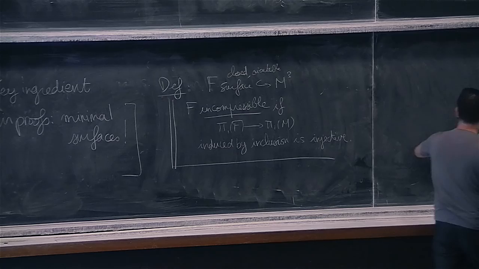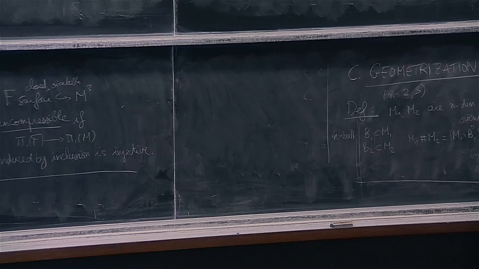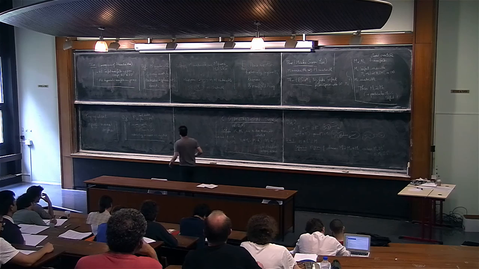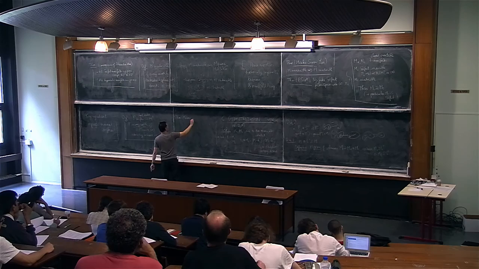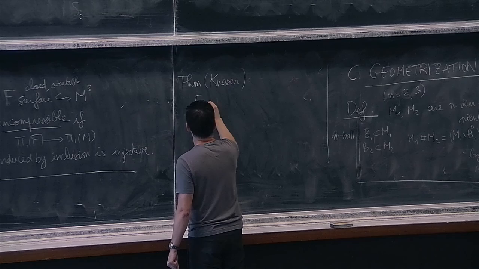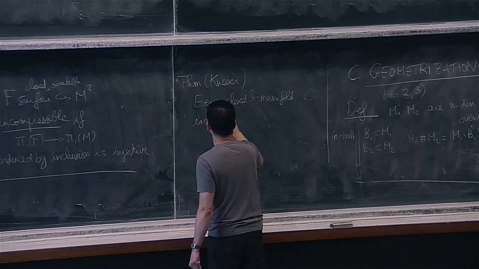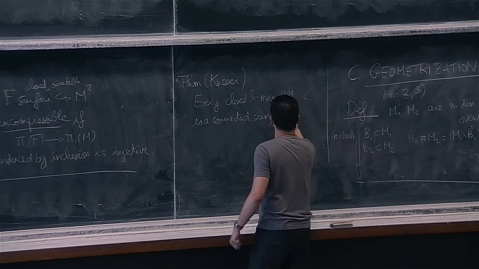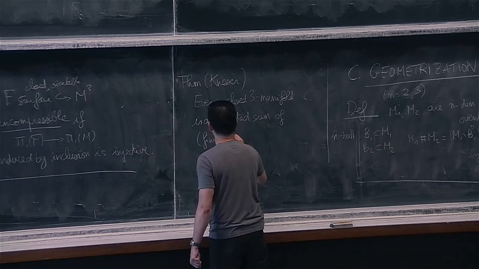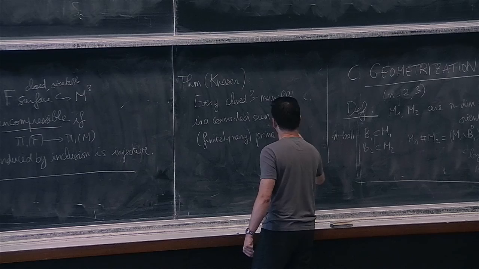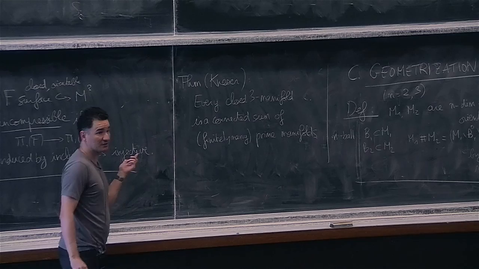And so now I'm going to state the theorem which gives a geometric decomposition. I'm going to do this in two stages. The first one is actually an old theorem of Hellmuth Kneser from the 30s that said that every closed three-manifold is a connected sum of finitely many prime manifolds. So here, when I say finitely many, in particular, it can be more than two.